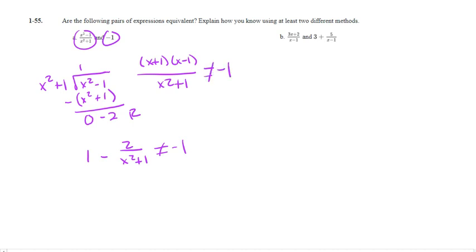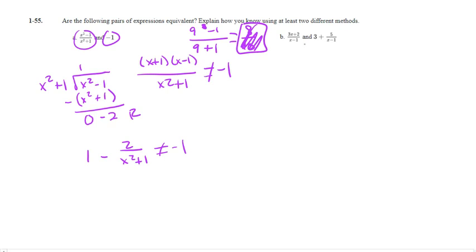Another thing that we could do is just plug in a number. If I were to plug in, let's say 3, that would be 3 squared minus 1, which is 9 minus 1, over 3 squared plus 1, which is 9 plus 1. 9 minus 1 is 8 over 10. That's not equivalent to -1. So that's three ways, but just plugging in numbers is usually a good way to test it. Every once in a while, you'll get unlucky and get a lucky one when it doesn't actually work out.